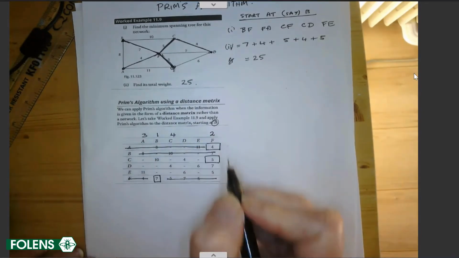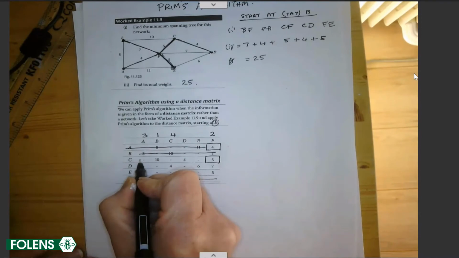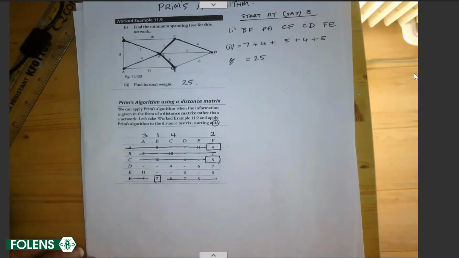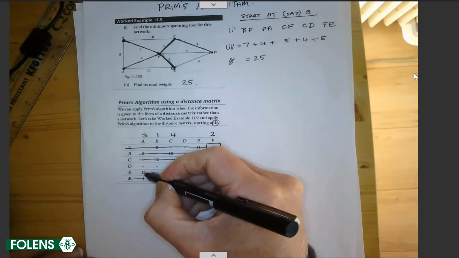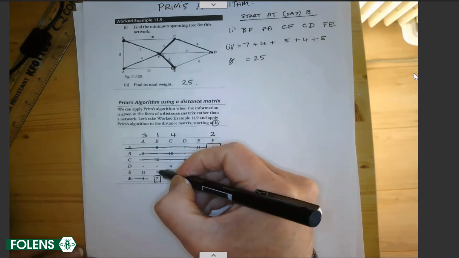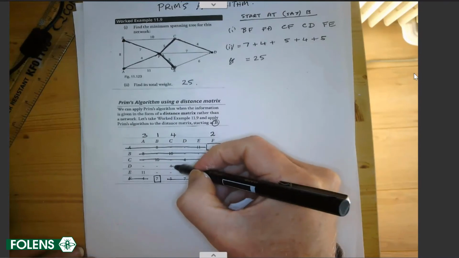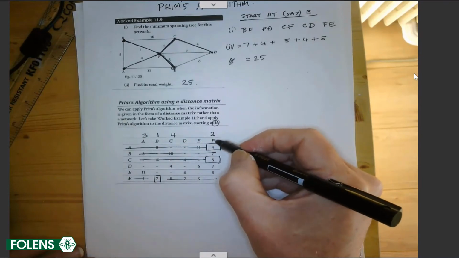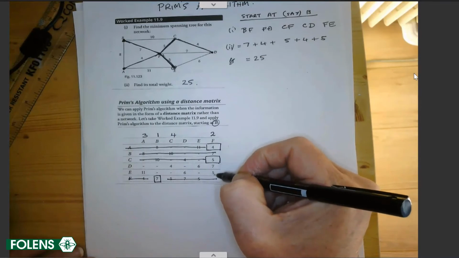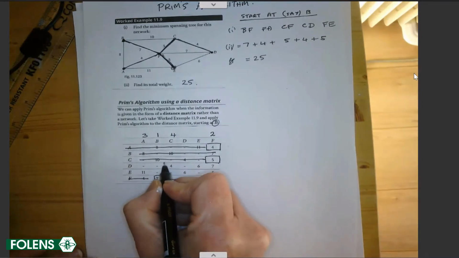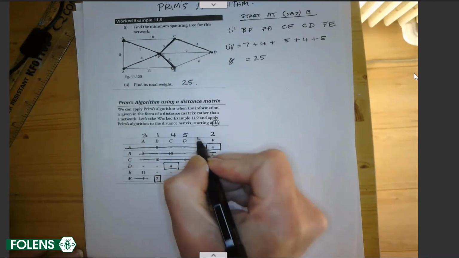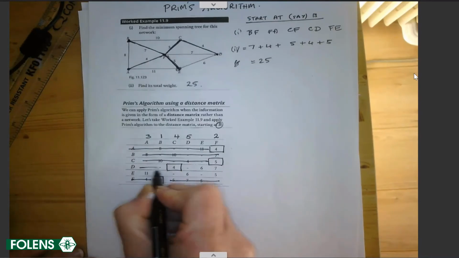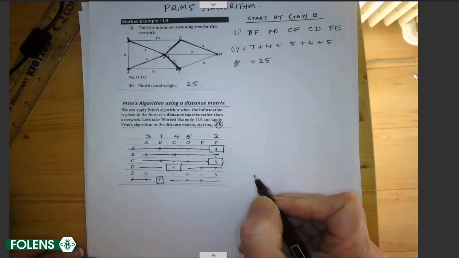So C is the 4th on my spanning tree, and I cross out the row C, except for the one that's boxed. Now I look down all the ones with numbers. Under A, I have 11. Under B, I have nothing available. Under C, I have 4. And under F, I have a 5 and a 7. Of all of those, the shortest is the 4. And that brings me to D. So D is the 5th node on my spanning tree, and I cross out D apart from the box.